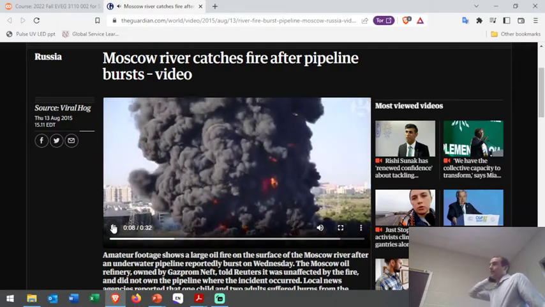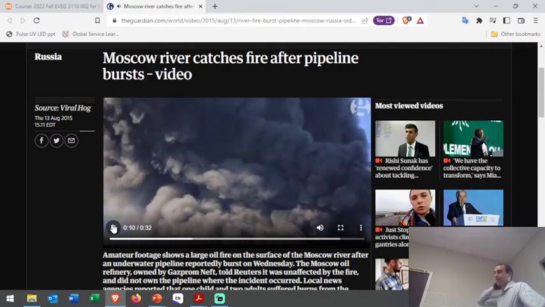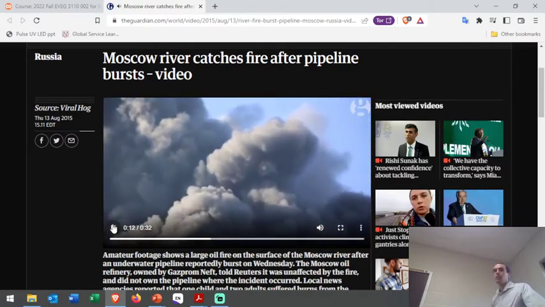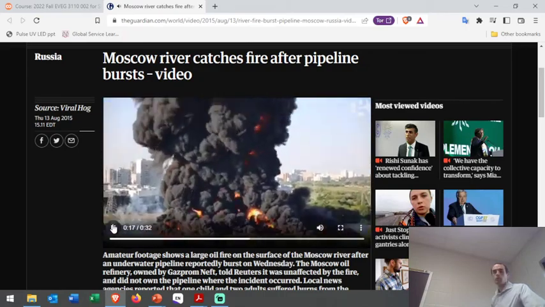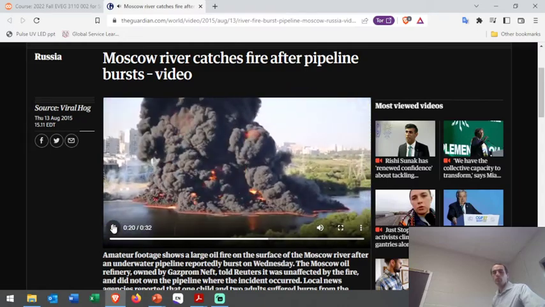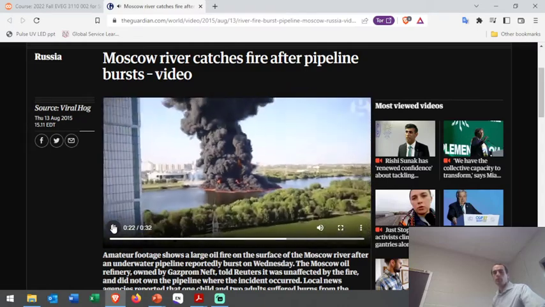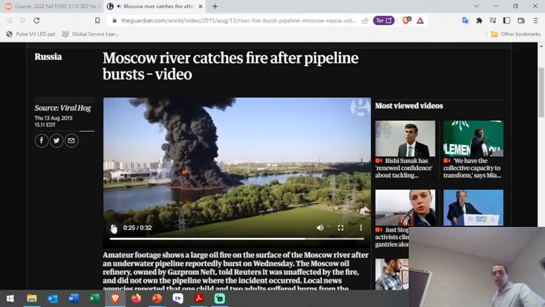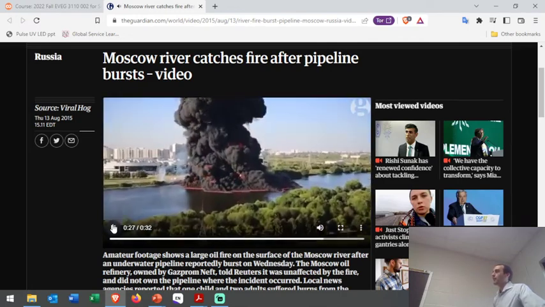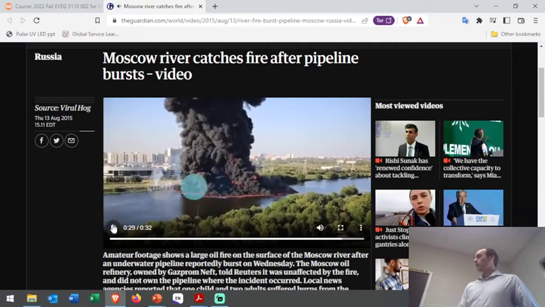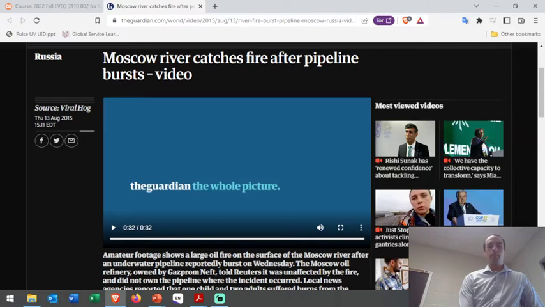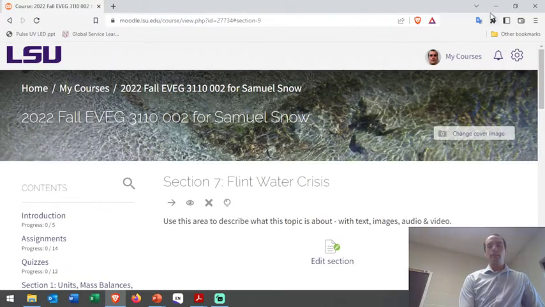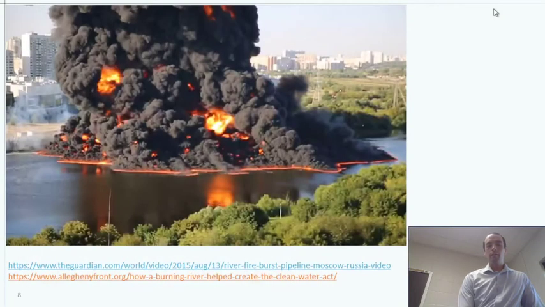So that's a river fire that was caused by a broken pipe. So there's some sort of petroleum gas. I guess it would have been probably oil, not gas, but an oil pipeline going under this river burst apparently, and then caught fire. And so that's what it would look like, just as an example. So pretty intense, pretty scary, pretty fierce.